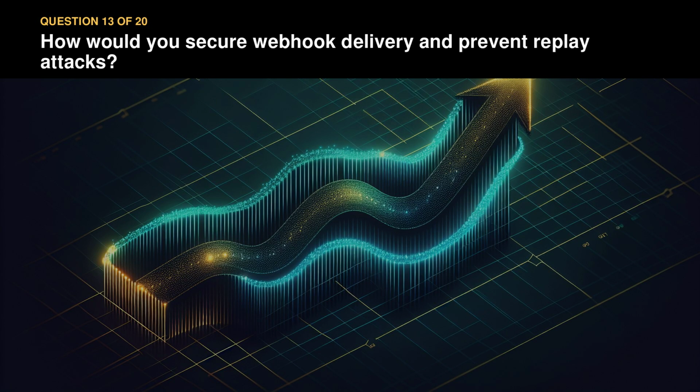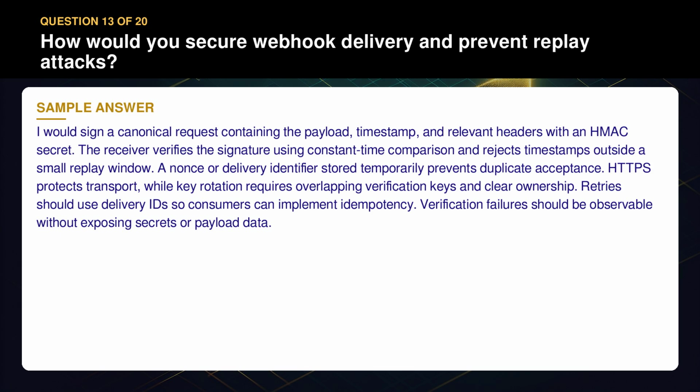Question 13. How would you secure webhook delivery and prevent replay attacks? I would sign a canonical request containing the payload, timestamp, and relevant headers with an HMAC secret. The receiver verifies the signature using constant time comparison and rejects timestamps outside a small replay window. A nonce or delivery identifier stored temporarily prevents duplicate acceptance. HTTPS protects transport, while key rotation requires overlapping verification keys and clear ownership. Retries should use delivery IDs so consumers can implement idempotency. Verification failures should be observable without exposing secrets or payload data.